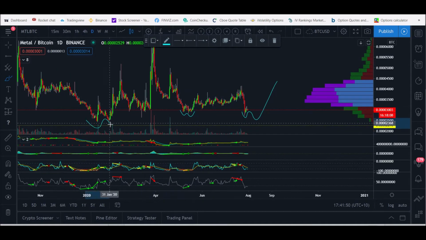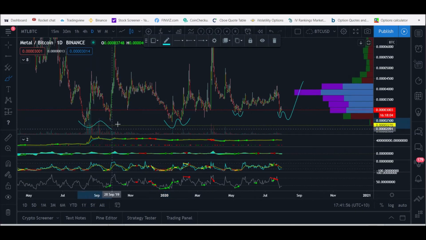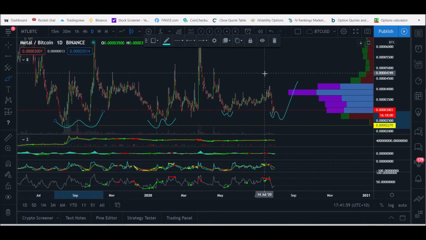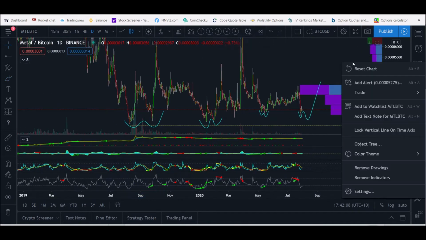Like here, a nice little W, and you can see breakout. A nice W here, a little bit bigger. Bang! You always have opportunities for entry. Right now, I don't see an entry yet.